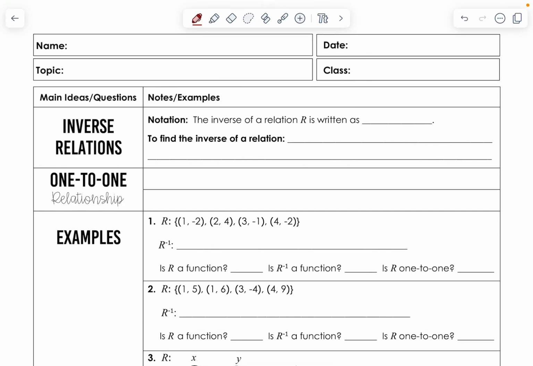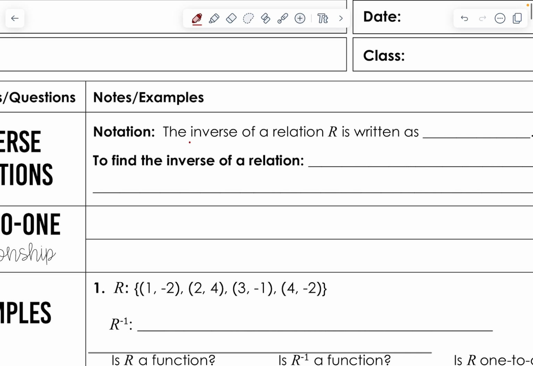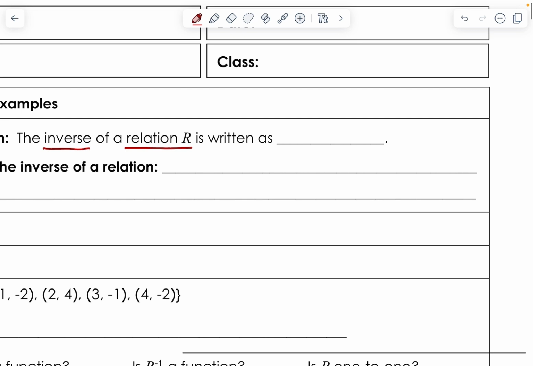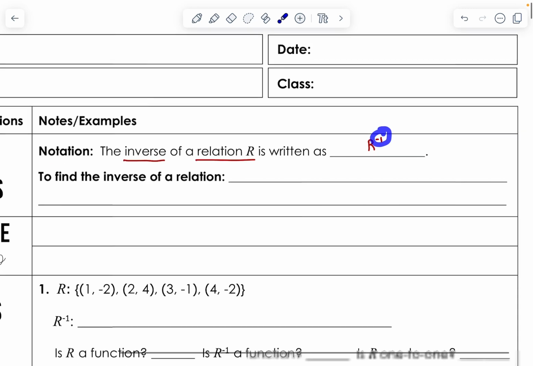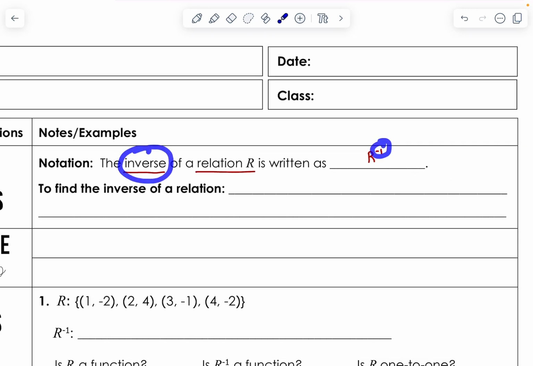All right, so in today's video, I wanted to go over inverse functions and tie that into inverse relations. So under notation here, whenever they want you to find the inverse of a relation, they label it R. Notation-wise, we'll label the inverse of this relation as R, but we'll have a -1 as sort of like a power. But this -1 is denoting the inverse notation.